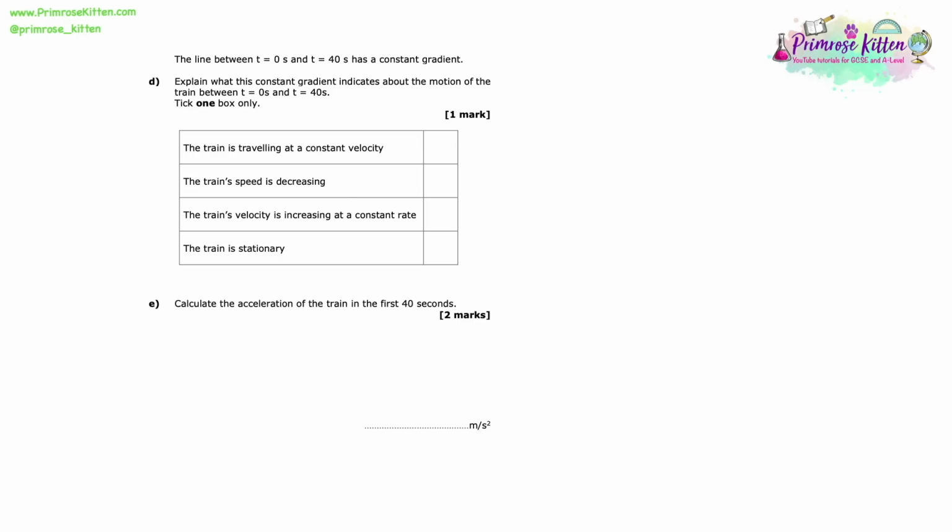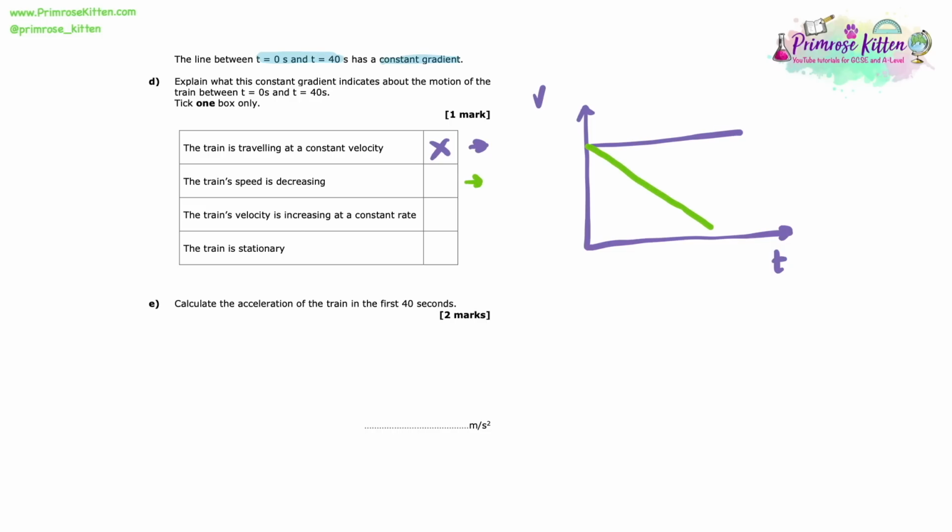The line between t equals 0 seconds and t equals 40 seconds has a constant gradient. Explain what this constant gradient indicates about the motion of the train between t equals 0 seconds and t equals 40 seconds. So let's have a think, one at a time, of what these would all look like on a velocity time graph. So this first point here, the train is travelling at a constant velocity. That would just be a horizontal line, and that isn't what it looks like, so it can't be that. So the second point, the train speed is decreasing. That means that over time velocity must get less. And again, it didn't look like that.